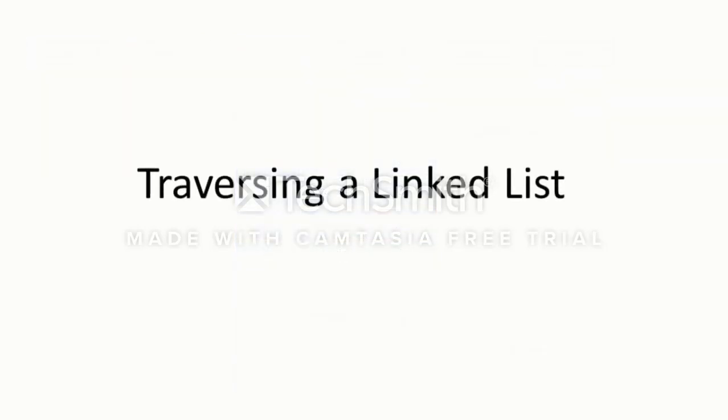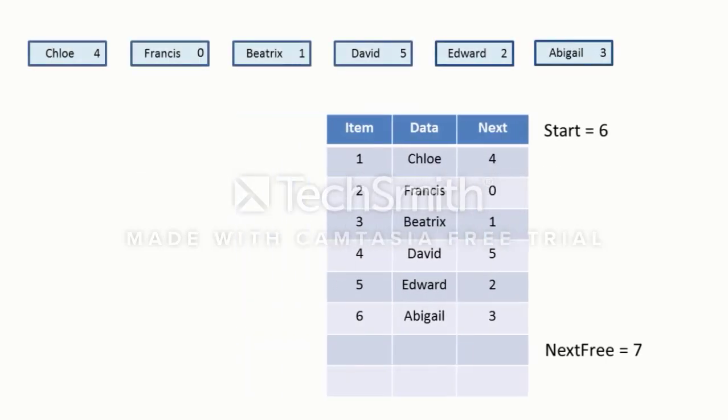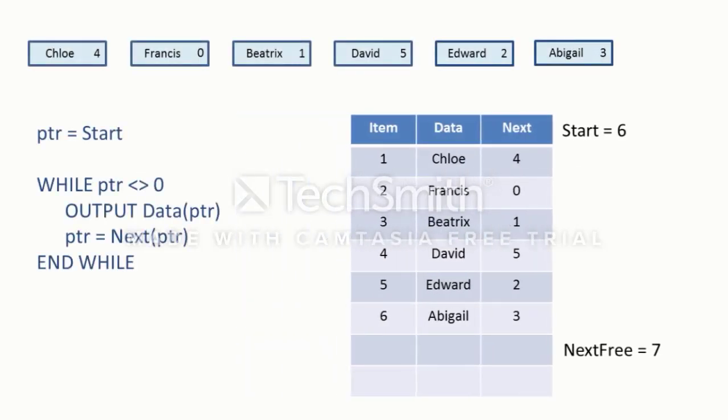Let's consider an algorithm to traverse a linked list. We have a variable called BTR. We begin by assigning the value of start to BTR, in this case 6, and then we have a while loop. So while BTR is not 0, and at the moment it's 6, output the data item at position 6 in the data array, in this case Abigail. We then assign Abigail's next pointer to BTR, which means BTR now is 3.